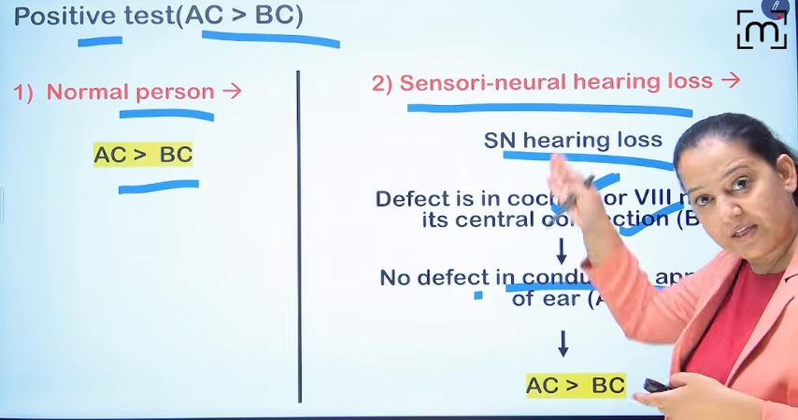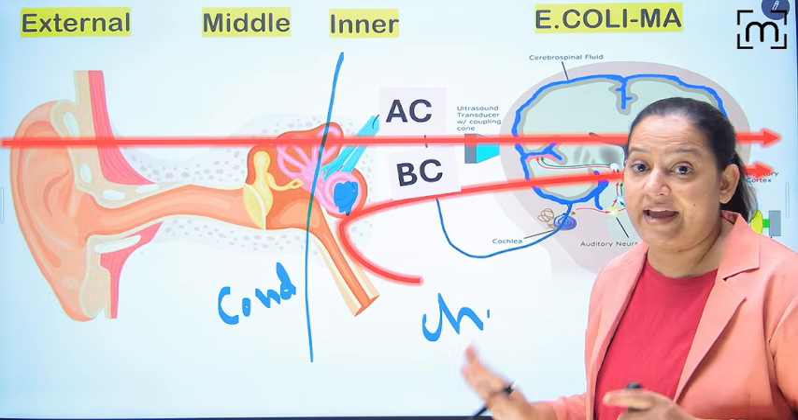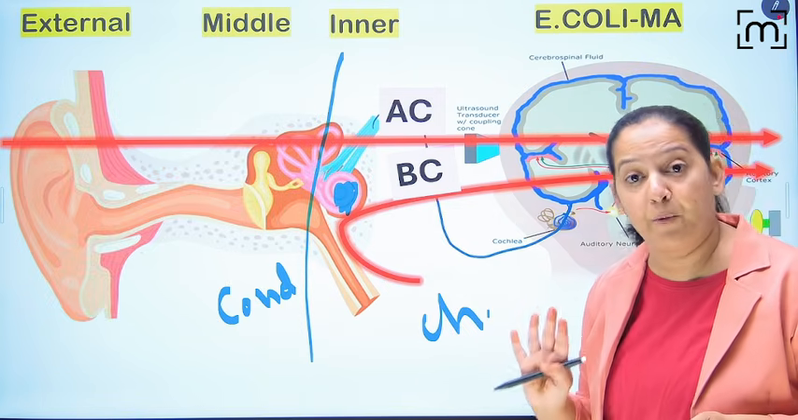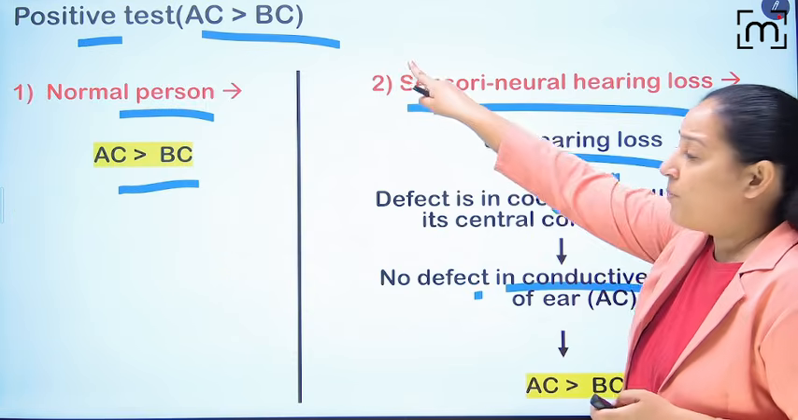You understood, but this is how you have to write. In my class, everything is a flow chart. Everything is a diagram. No paragraph. Everything is a bullet. There is no paragraph in my class. So this is positive Rinne test.